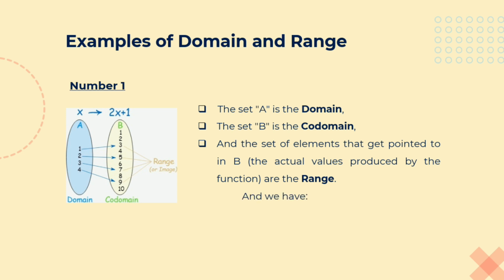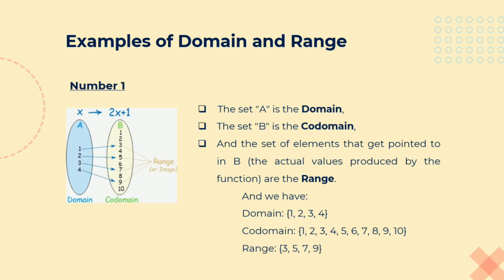And then we have domain equals open bracket 1, 2, 3, 4 close bracket. Codomain equals open bracket 1, 2, 3, 4, 5, 6, 7, 8, 9, 10. And the range equals open bracket 3, 5, 7, and 9 close bracket.